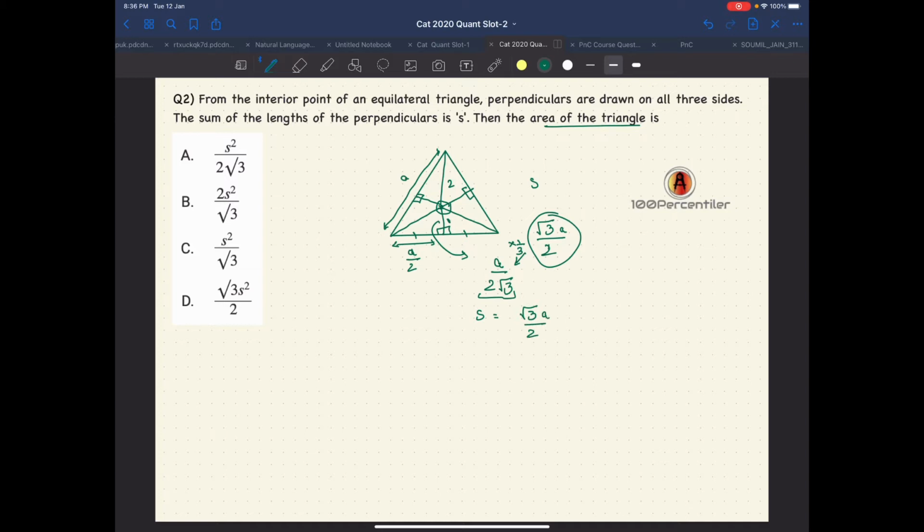Now, once we get S, we know A is 2S upon root 3. Area of the triangle is root 3 upon 4 A square. Therefore, putting the value of A in terms of S, we get this particular equation, which is nothing but S square upon root 3. Therefore, S square upon root 3, that is C, is the required answer.